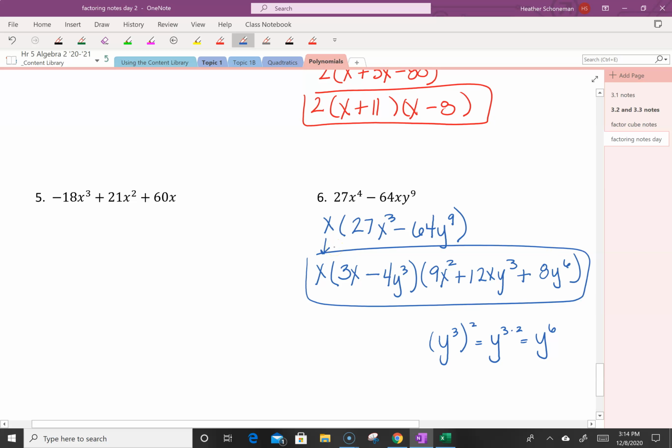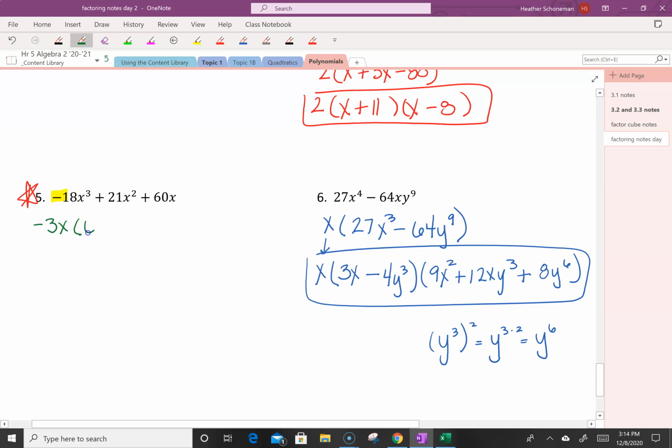Okay, let's take a look at number 5. So on number 5, I need to start by looking for greatest common factor. And because this starts with a negative, this one is a huge red flag. There has to be a greatest common factor. And that greatest common factor on this one is going to be negative 3x. So I take out a negative 3x.